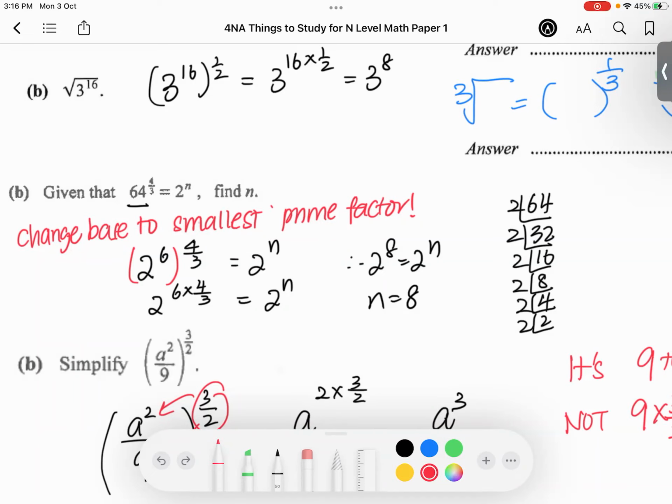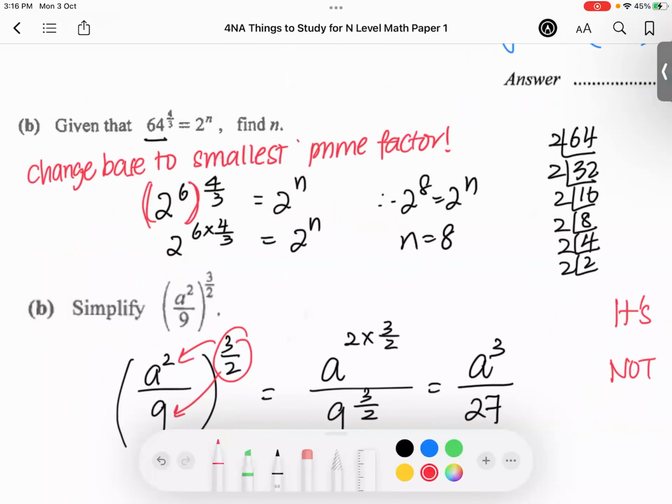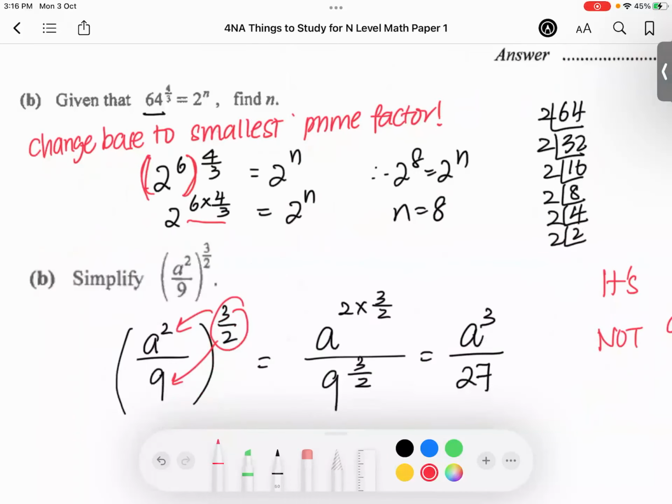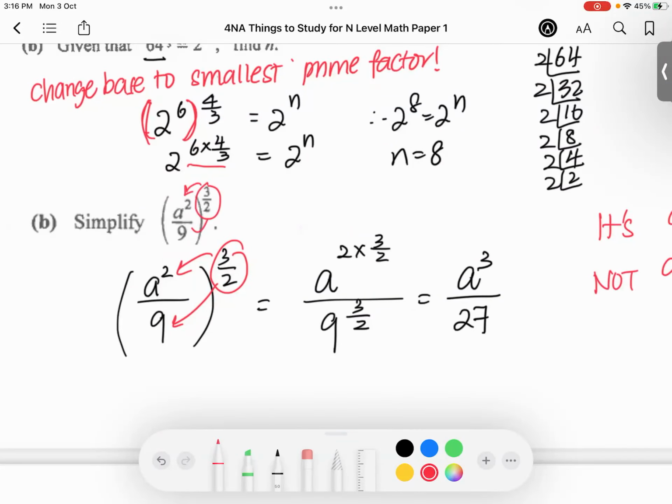Then you notice this one has a bracket, it's 2 to the power 6, whole thing with another power 4/3, which means the power multiply with each other. Okay, we get this. Next one, this type of question, the power applies to both the numerator and the denominator.